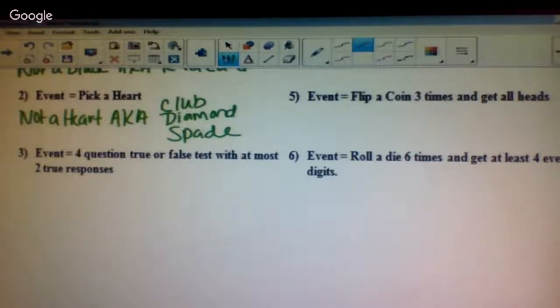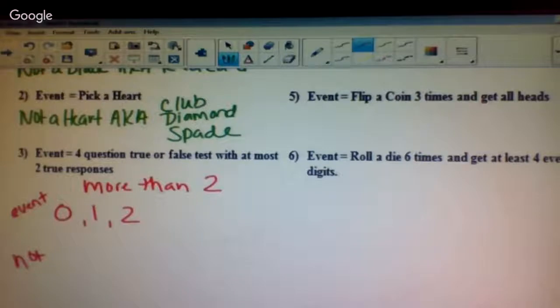Okay? So if there's no more than 2, what is my complement? More than 2. Okay? More than 2. If you need to spell it out, at most 2 means we have none, 1, or 2, correct? That's the event. So then not the event would be 3 or 4, which is more than 2. Or you can also write this as at least 3.